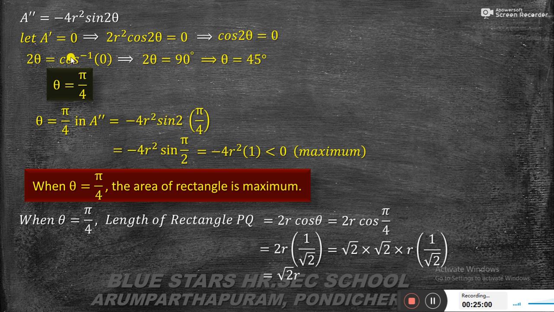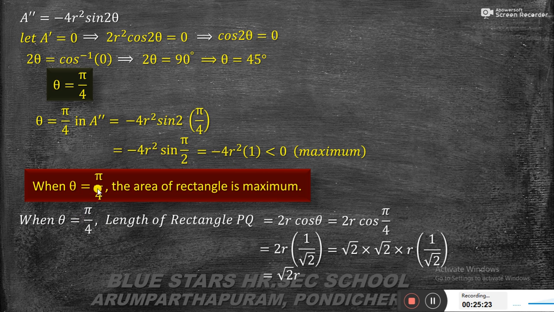So A double dash equals minus 4r² sin 2θ. I substitute θ equals π by 4. Therefore 2 and 4 cancel, giving π by 2. We know that sin π by 2 is 1. So it is minus 4r². You see there is a minus sign, which means it is less than 0, so it is a maximum. Therefore when θ equals π by 4, the area of the rectangle is maximum.